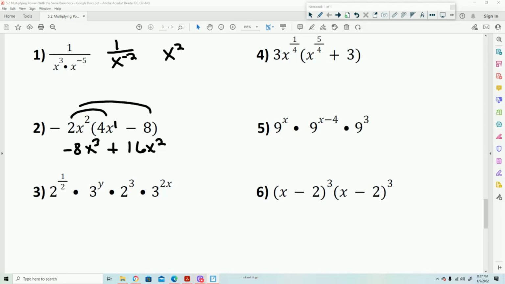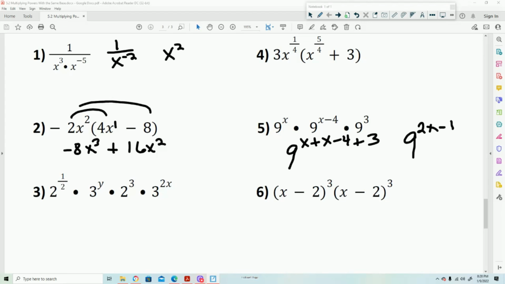Okay, here we've got 9 to the x times 9 to the x minus 4 times 9 to the third. Well, what that is basically 9, and we're adding all these together, so it's x plus x minus 4 plus 3. Now we're going to simplify it, obviously, because that's kind of a mess. So I can add the like terms together. I get 2x minus 1. -4 and +3 is -1, so I get 9 to the 2x minus 1, and I can leave that there. We don't know that this whole thing's negative, even though there's a minus sign here, so we're not going to do anything with it. We just leave it like this, 9 to the 2x minus 1.